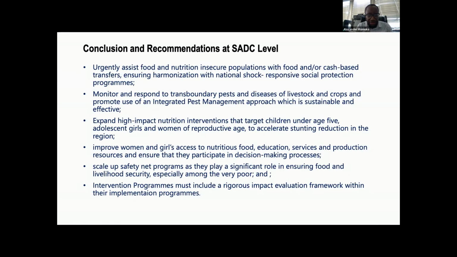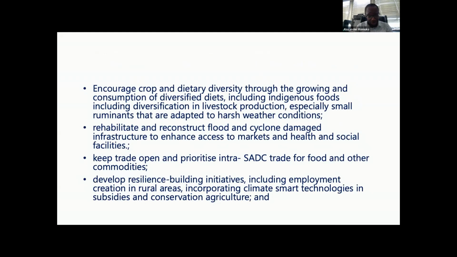Also, it's a recommendation that intervention programs include a rigorous impact evaluation framework. Most governments in the region have been concerned about whether these intervention programs are making the impact they are supposed to be making. So I think there needs to be a way to design these programs so that we're able to see the impact they're making. Otherwise, we'd just be spending money on things that are not necessarily effective in impacting people's lives positively. So, again, we are recommending and encouraging crop and dietary diversity through growing and consuming diversified diets, including indigenous foods.